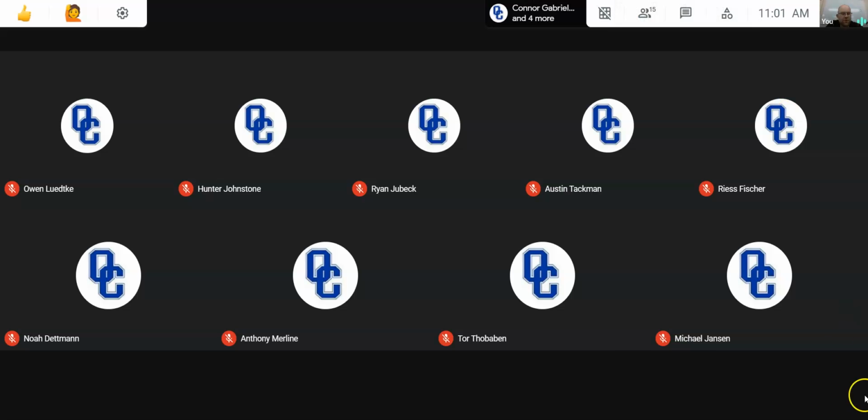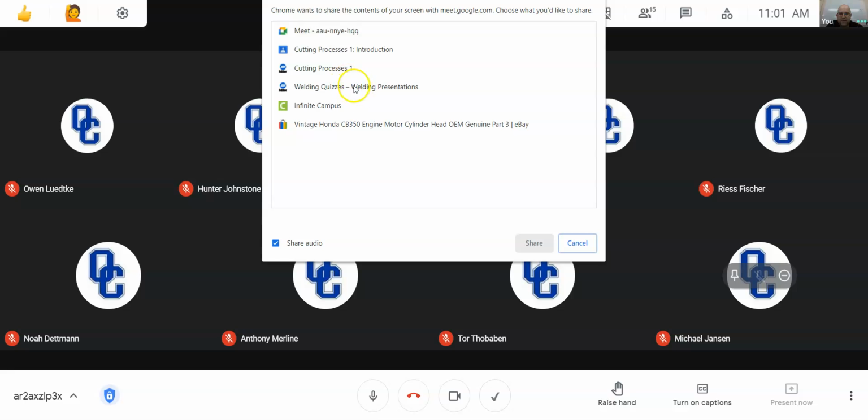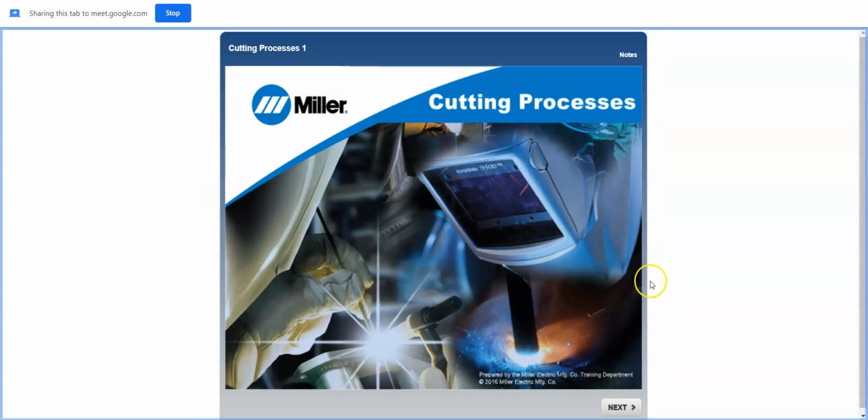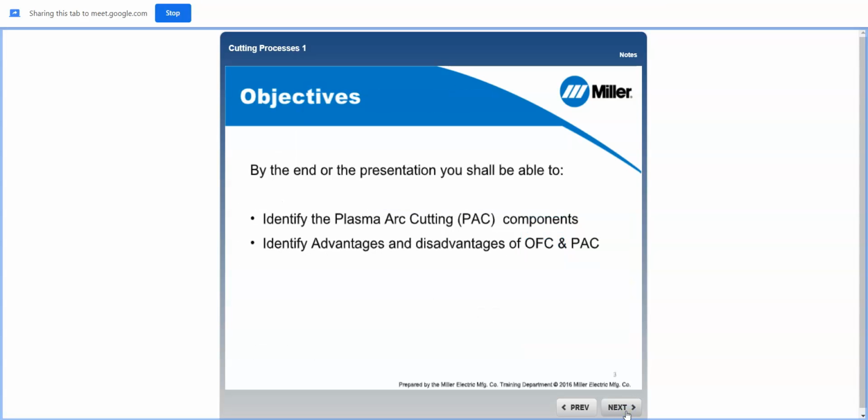All right, let's jump right into it. Cutting processes. By the end of the presentation, we shall be able to identify the plasma arc cutting components, and identify advantages and disadvantages of oxy-fuel cutting and plasma arc cutting.